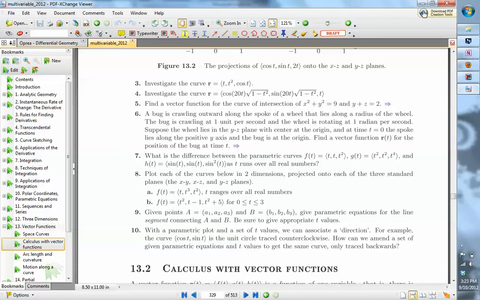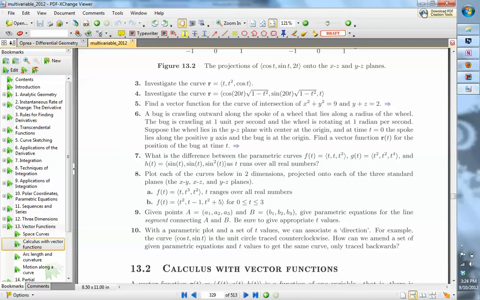While you're staring at them, I want you to think about how the author got from f to g. How did the author get from f to h? Okay, so how did the author get from f to g? Replaced all the t's with t squareds, right?